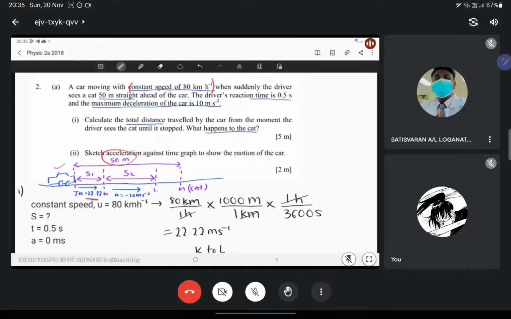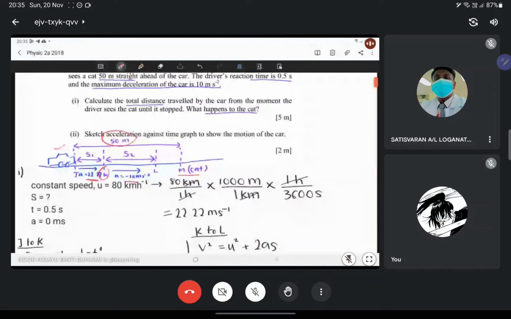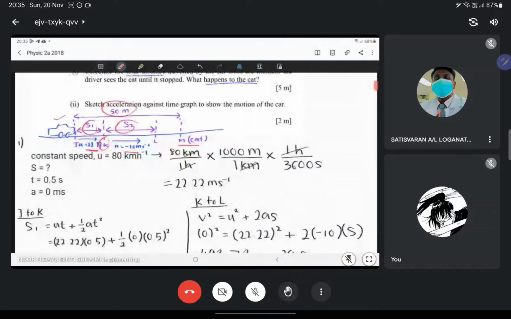Maksudnya kereta ni di jalan dan sampai dekat sini, dekat K, then dia nampak kucing ni dekat titik M ni. Then dia start decelerate 10 meter per second squared. So soalan nak calculate the total distance travelled by the car from the moment the driver sees the cat until it stops. Maksudnya dia minta distance S1 dengan S2. So kita kena cari distance untuk S1 dulu.